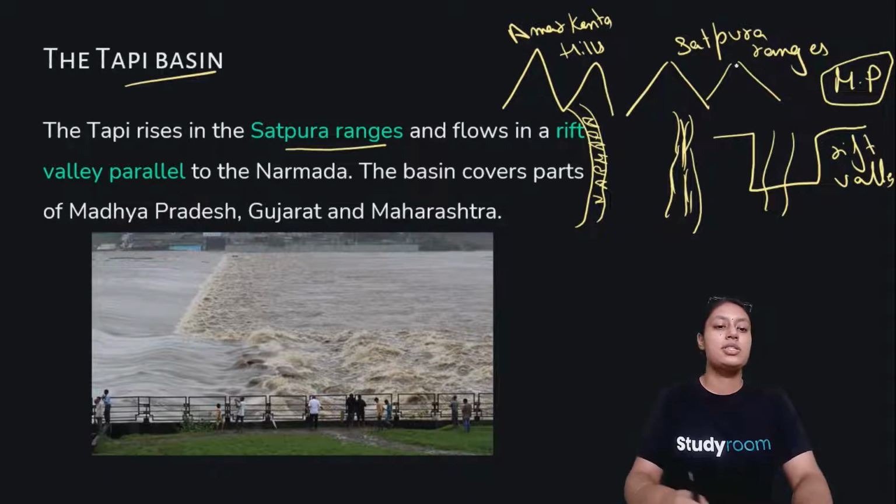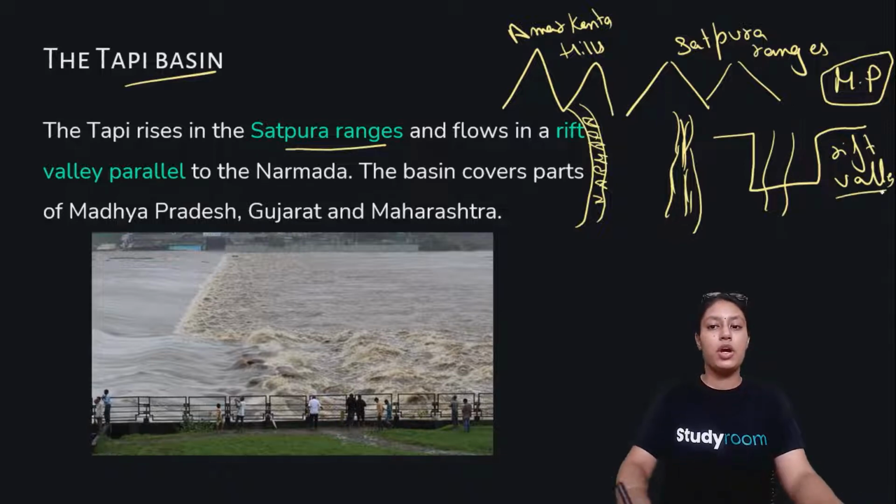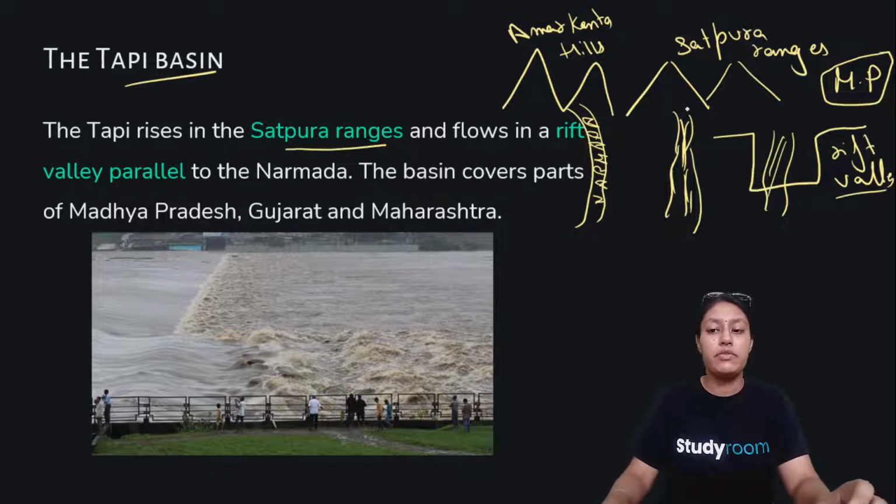Next, we'll study about Tapi Basin. The Tapi Basin rises in the Satpura range. Again, let me draw its path for you. It originates from the Satpura ranges, and in the same way as Narmada, it flows in an area made by faulting, which is called a rift valley. The Tapi River also flows in the rift valley areas only.